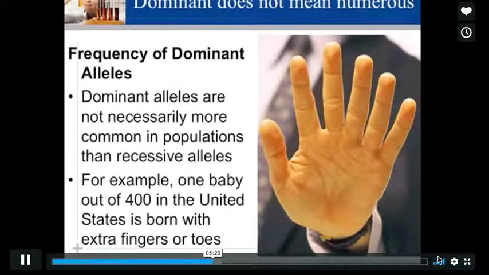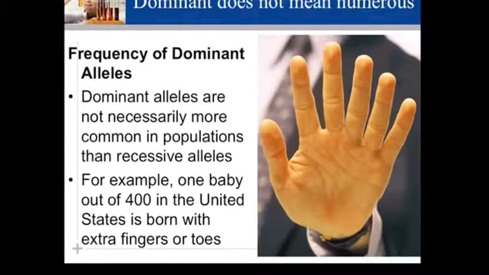The allele for this unusual trait is dominant to the allele for the more common trait of 5 digits per appendage. If you look closely at this hand, you'll see there's 5 fingers and a thumb. That's a little different. But just because that trait is dominant doesn't mean it's going to have the highest frequency. It just means that if that allele is present, it is going to mask the recessive allele when the recessive allele is present.